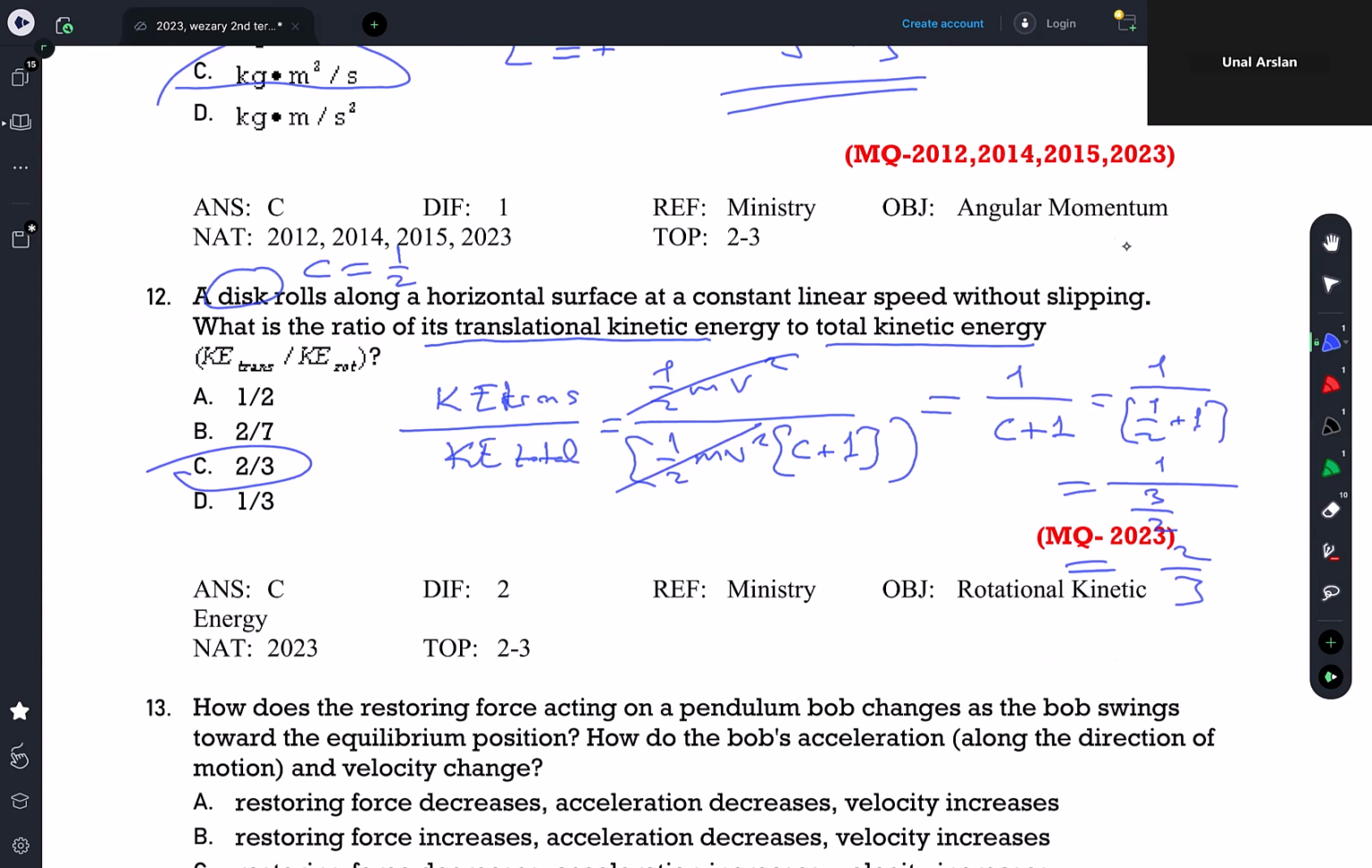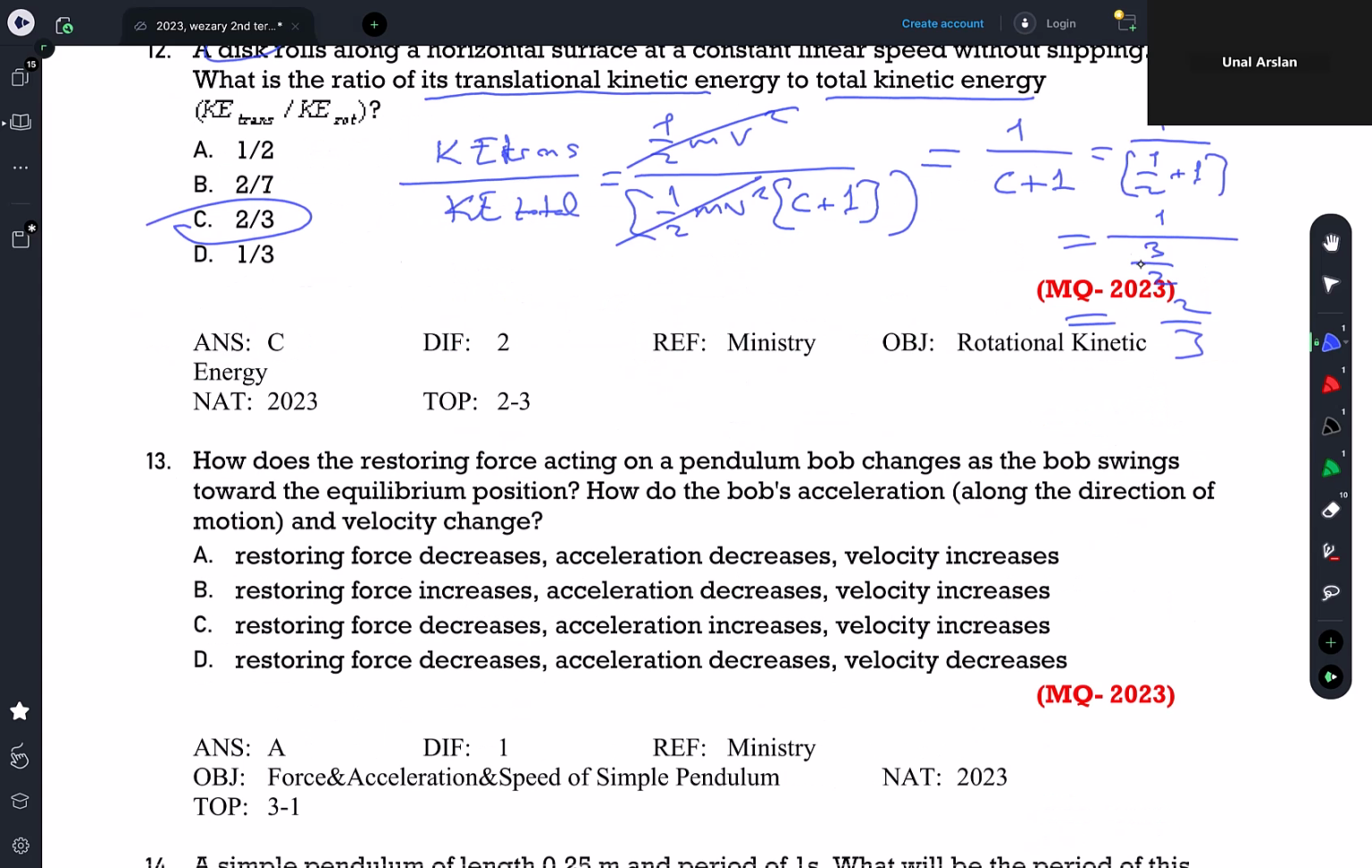C is the correct answer. How does the restoring force acting on a pendulum bob change as the bob swings towards the equilibrium position? So the restoring force is 0 at the equilibrium position and maximum at maximum displacement. So from maximum displacement to the equilibrium position, of course, the restoring force must be decreasing.